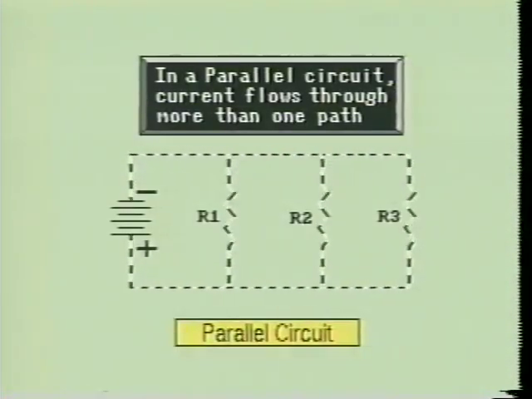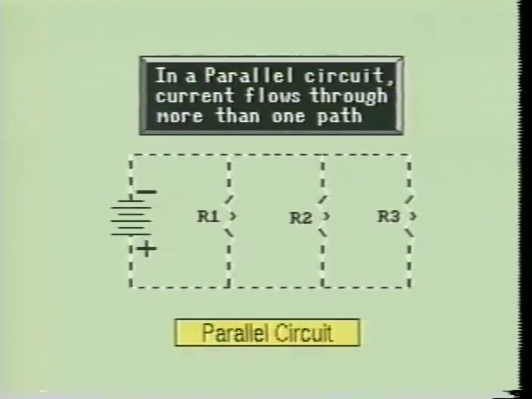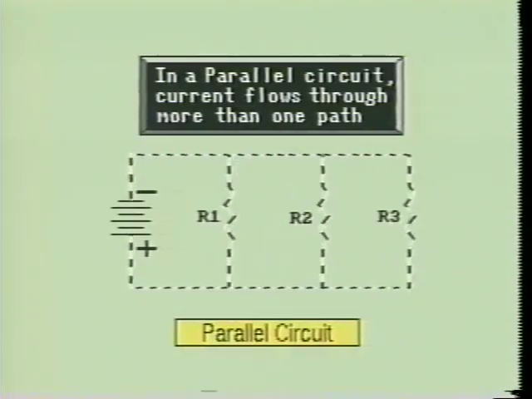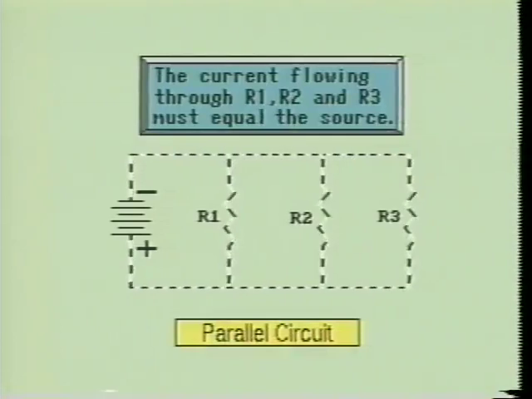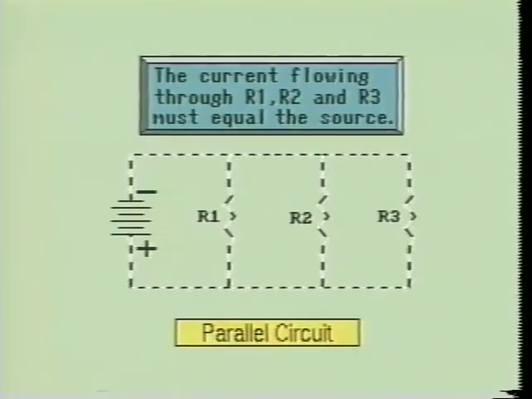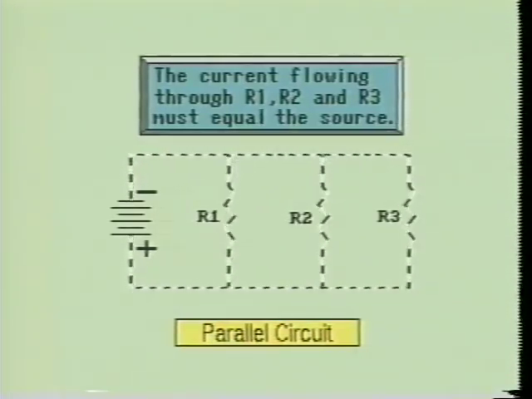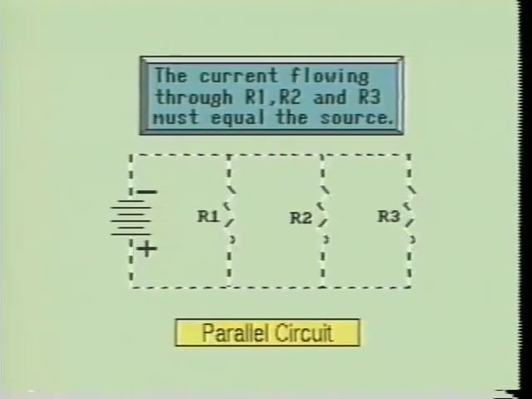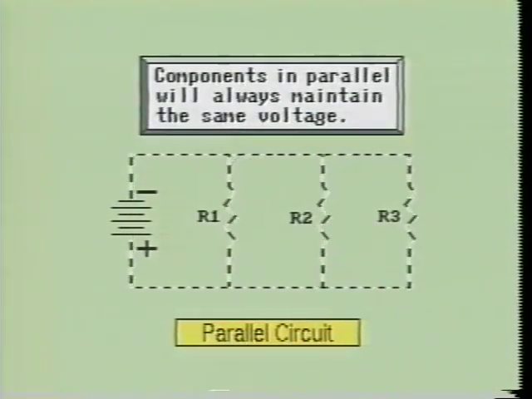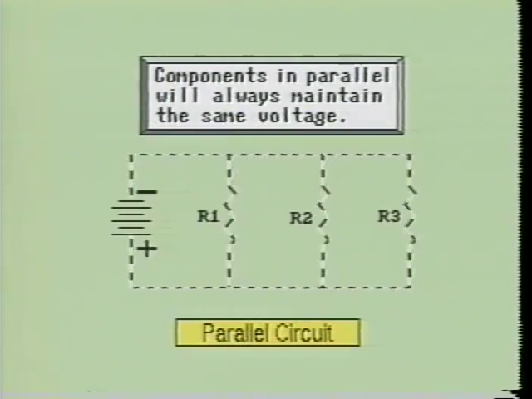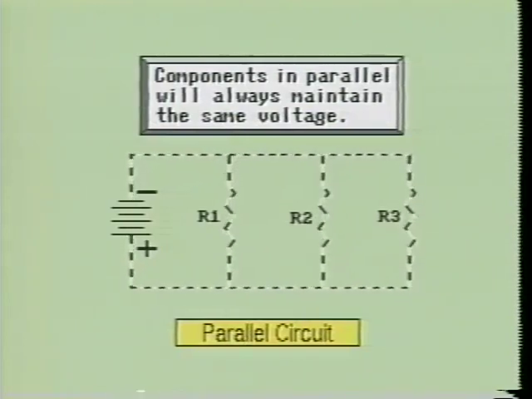Let's quickly review the material we have just discussed. You have seen that in a parallel circuit, the current will flow into more than one branch of the circuit. The sum of the current flowing through these individual branches must equal the current which entered the branches. You have also seen that the voltage drop for a parallel device will always be the same as the rest of the parallel devices.